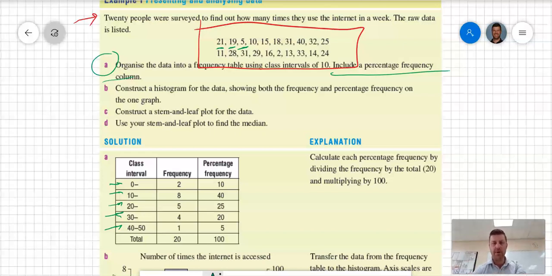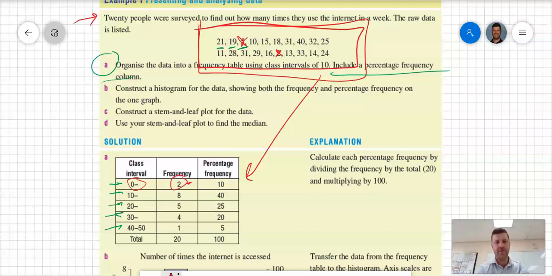So taking the raw data from the original example we got here and putting that into this frequency table here. So how do we do that? Basically, you look at how many pieces of data fall in this first class interval. So between 0 and 10, but not including 10, so 0 up until 9. It tells us there's two bits of data that fall in that class interval, and they are this one here, so 5 and 2. So that's why that represents a frequency of 2 in that first class interval.